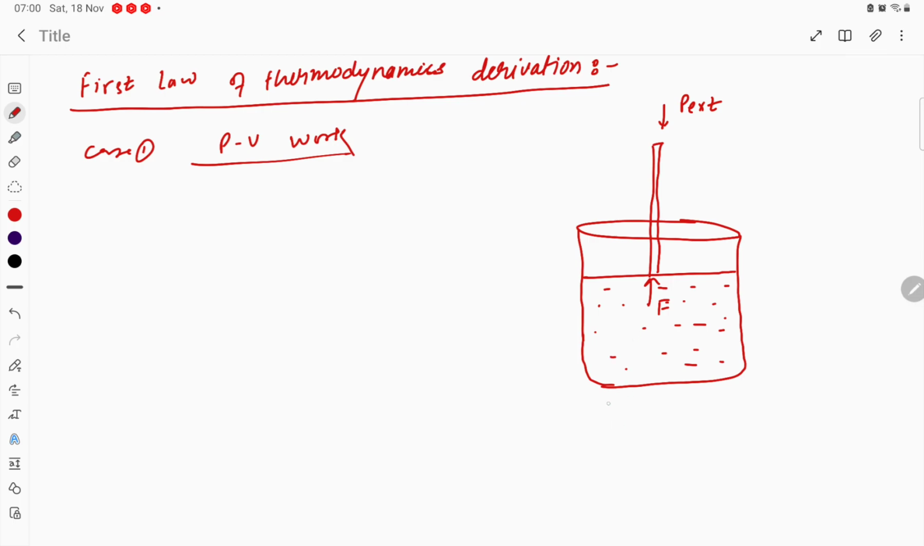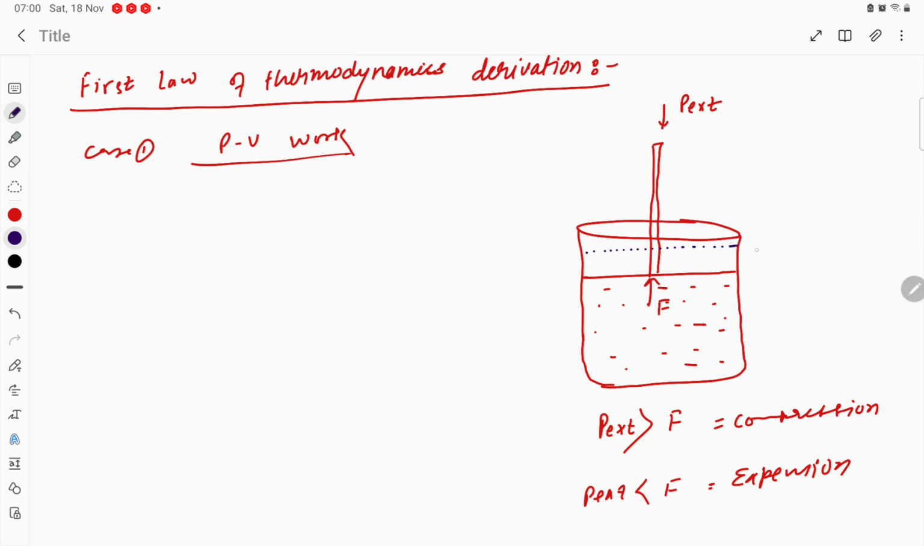Okay, so suppose P external is greater than the force, student. That is going to be compression. And if P external is less than the force, this is going to be expansion, student. Let us see after some time the gas expands, up to here.